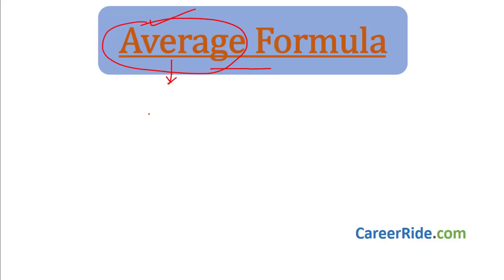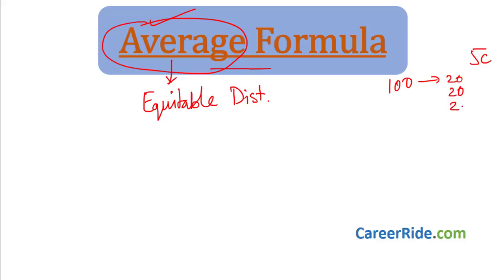Average is nothing but equitable distribution. What does that mean? That means if you have, say, 100 rupees and there are 5 children, and you want to divide 100 rupees equally among the 5 children, what would you do? You will simply give 20 rupees to each child. So each child gets 20 rupees, equitable distribution. This total comes out to be 100, right?